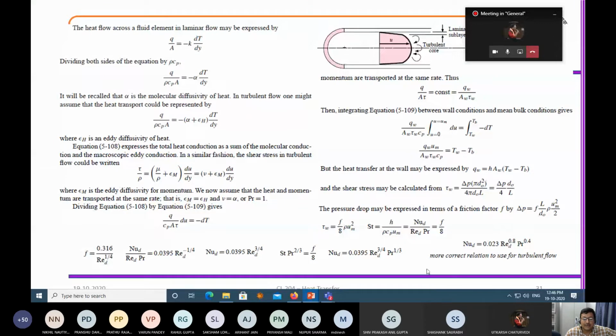So an array of correlations can be generated simply by having a few assumptions, just by defining a parameter. What am I doing here? I'm assuming that other than molecular diffusion, there are eddies and recirculations within the fluid, which are enhancing the heat transfer in the boundary layer, in the core and in the different places, which is the physical significance of this EH.